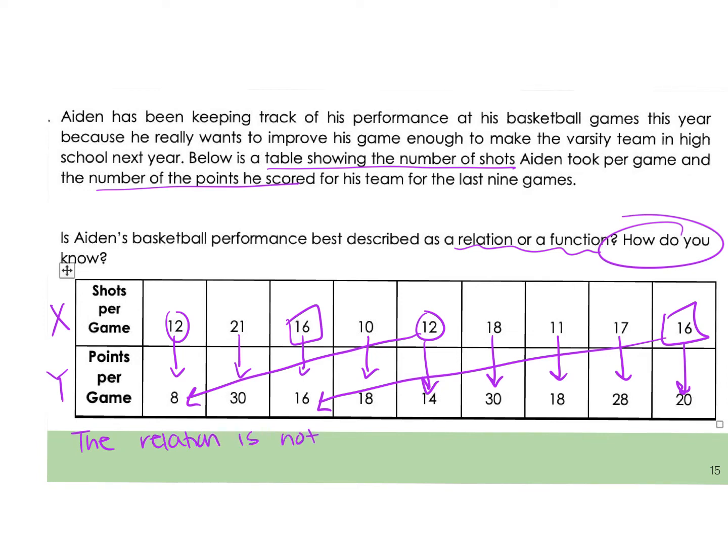Whenever they ask you, how do you know, explain, I need to see a sentence. The relation is not a function. The inputs, plural, 12 and 16, both have two outputs. They have to have a unique output, right? Which means x can't repeat, y can, but we have x's that repeated, so this is not a function.